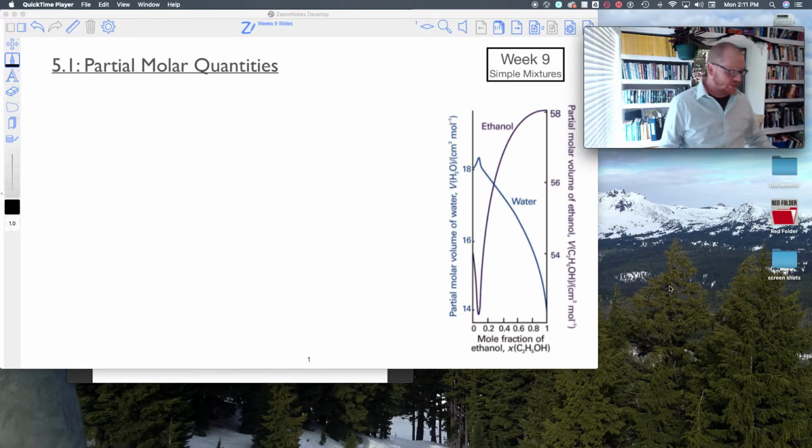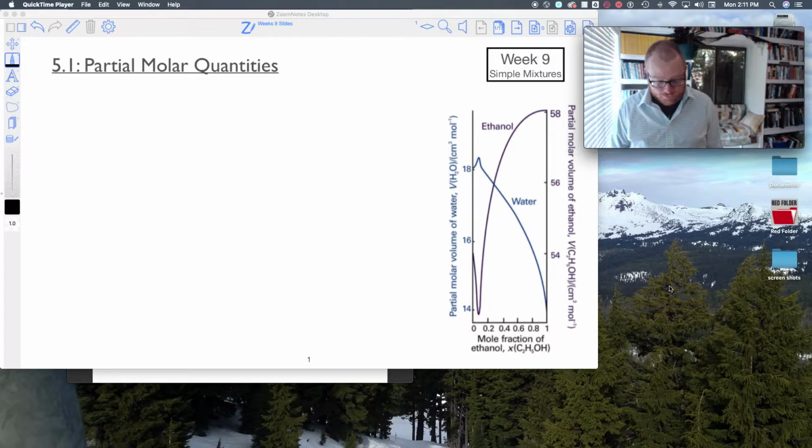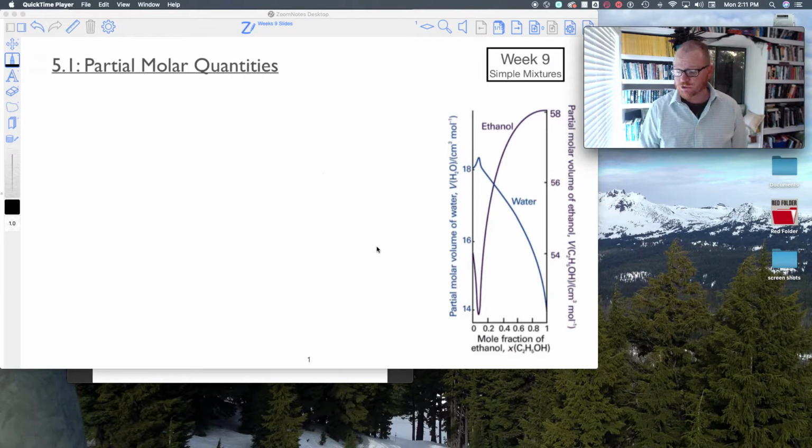So getting into this chapter 5 on simple mixtures. I am expecting a pretty quick turnaround time on this chapter because we do need to get caught up. But also this is a relatively short and simple chapter. So this will be largely conceptual, not a whole lot of math. And I doubt that I will generate any Igor activities from this chapter, but there's still some really cool chemistry going on here.